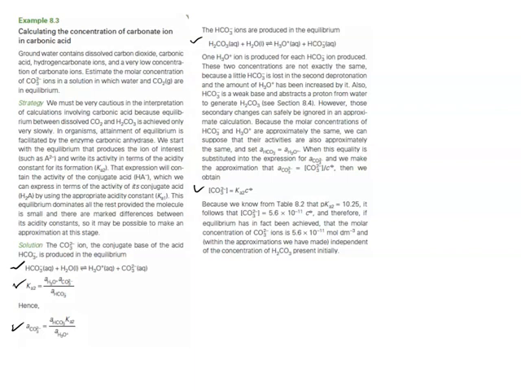Because we know from table 8.2 that pKa2 is 10.25, it follows the concentration of CO32- equals 5.6 times 10 to the minus 11 under standard conditions. And therefore, if equilibrium has in fact been achieved, the molar concentration would be 5.6 times 10 to the minus 11 moles per decimeter cubed, and within approximations we've made, independent of the concentration of H2CO3 present initially.